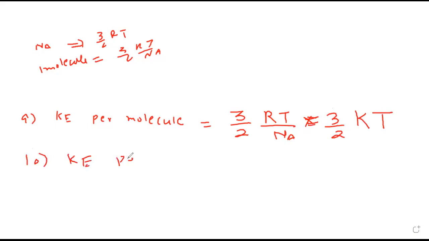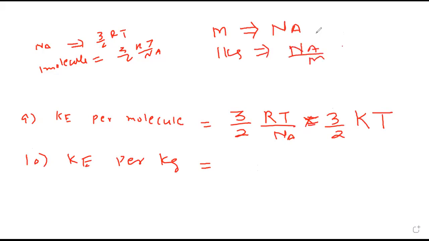Now kinetic energy per kg equals to... molecular weight is nothing but... contains Avogadro number of molecules. So 1 kg will contain how many molecules? Can I say Na upon m molecules? Can I say like this? 1 kg contains Na upon m molecules.